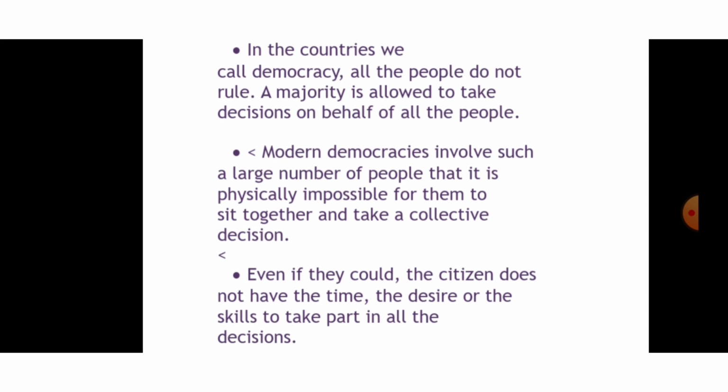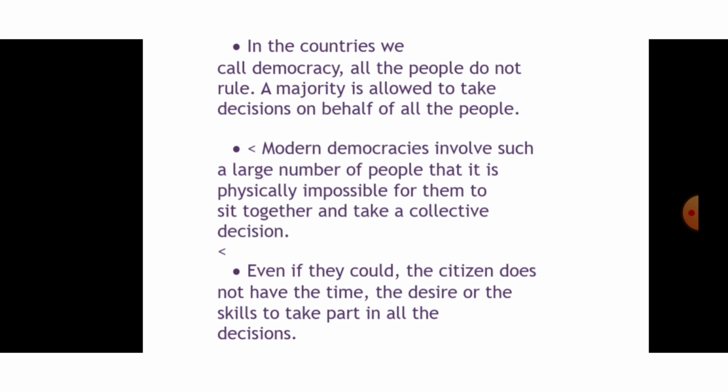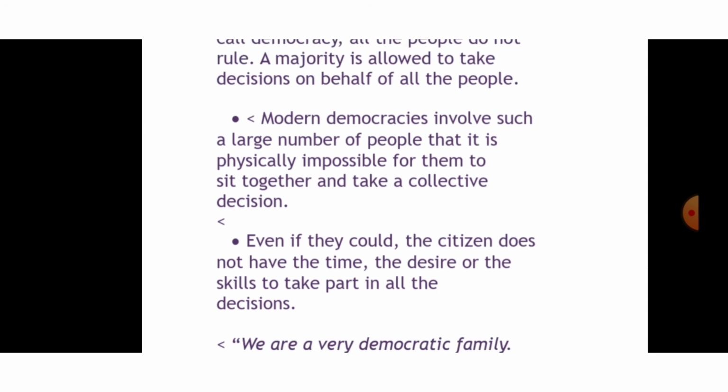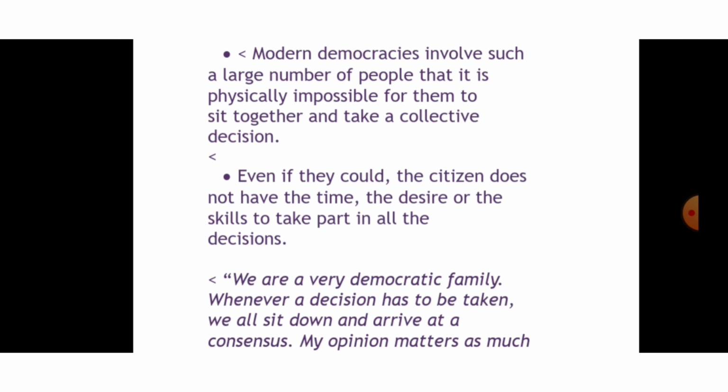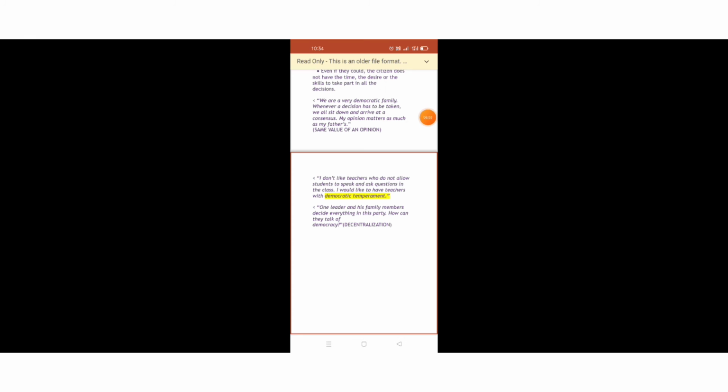In the countries we call democracies, all the people do not rule. A majority is allowed to take decisions on behalf of all the people. Modern democracy involves such a large number of people that it is physically impossible for them to sit together and take a collective decision. Even if they could, the citizens do not have the time, the desire, or the skill to take part in all the decisions.